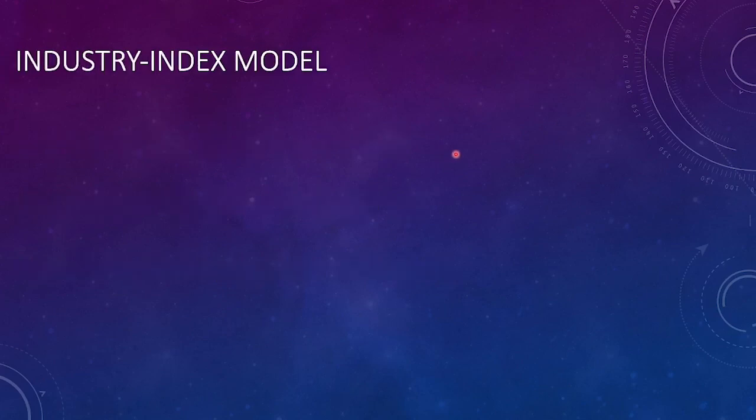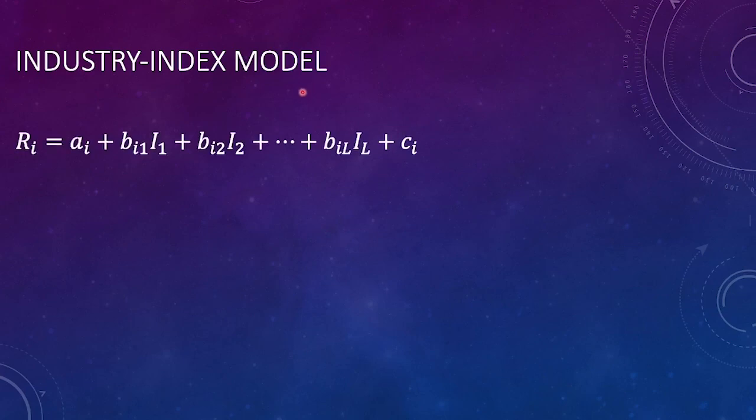One of the models for this kind of multi-index model is called the industry index model. Here, one of my indices, I1, is my market index, and the other indices are my individual industries. So I2 may be the tech industry, I3 may be something like the healthcare industry, and things like that.